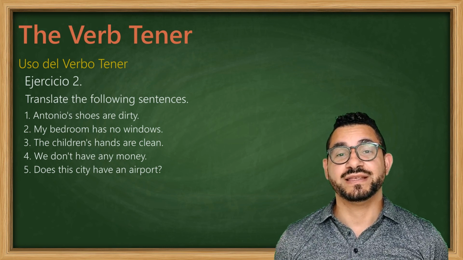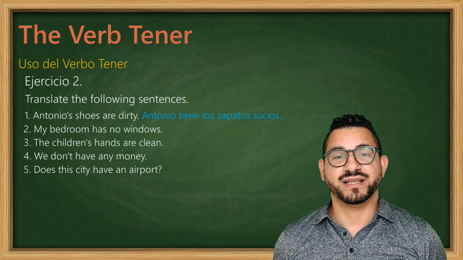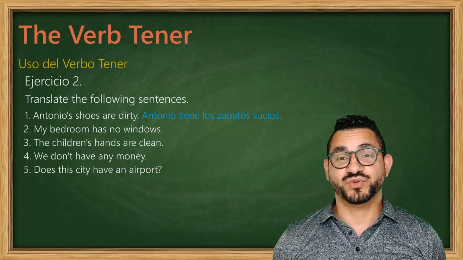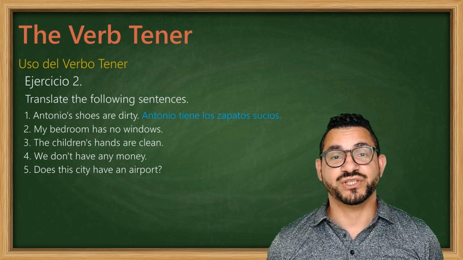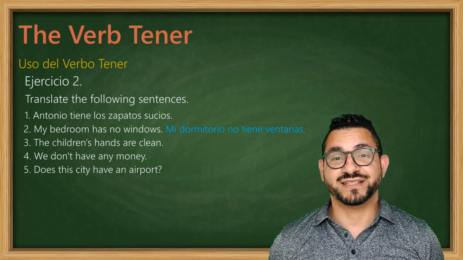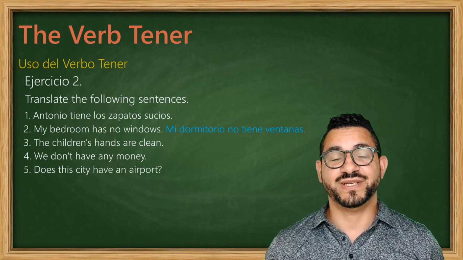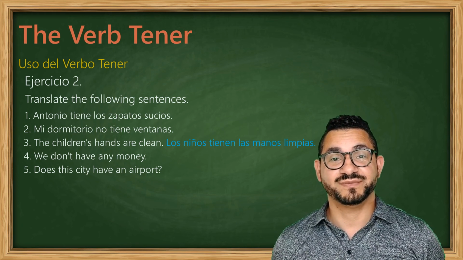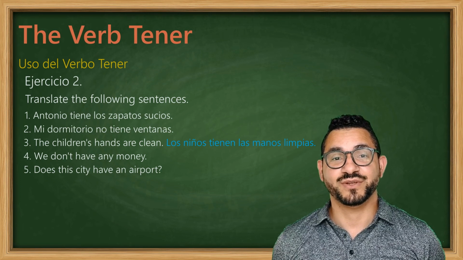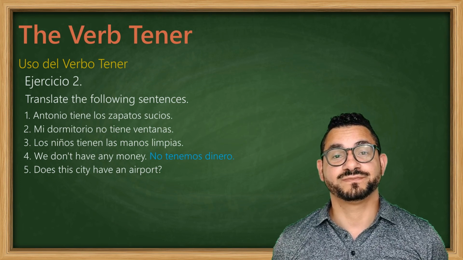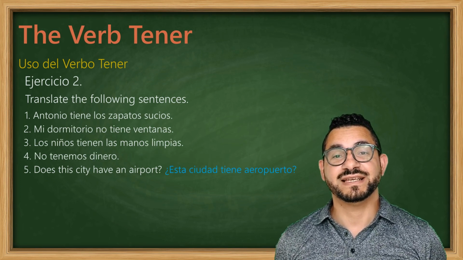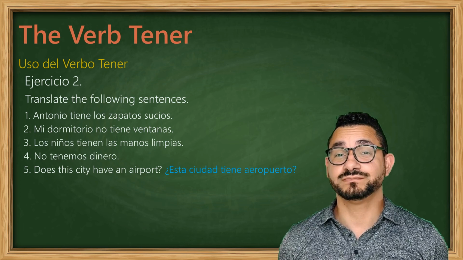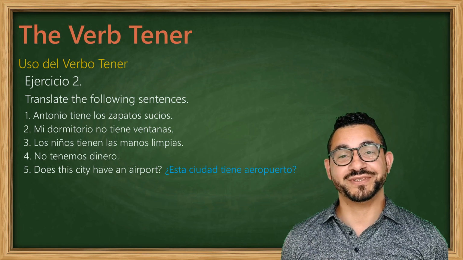Okay, so here are the answers. Number 1, Antonio tiene los zapatos sucios. Number 2, mi dormitorio no tiene ventanas. Number 3, los niños tienen las manos limpias. Number 4, no tenemos dinero. Number 5, ¿esta ciudad tiene aeropuerto? How did you do? I hope you did great.